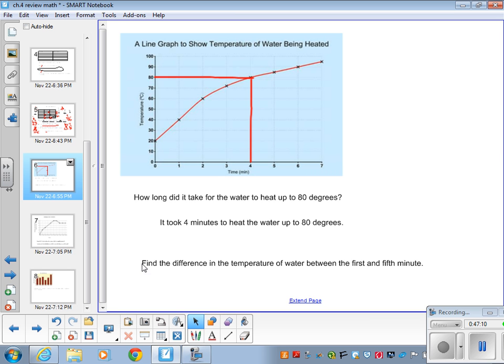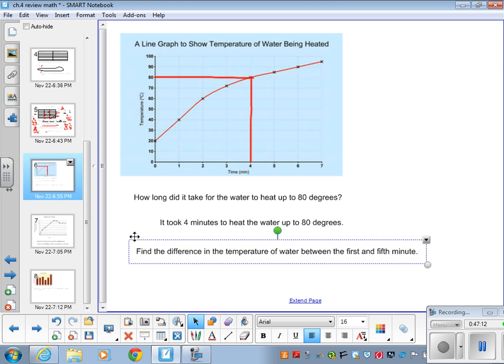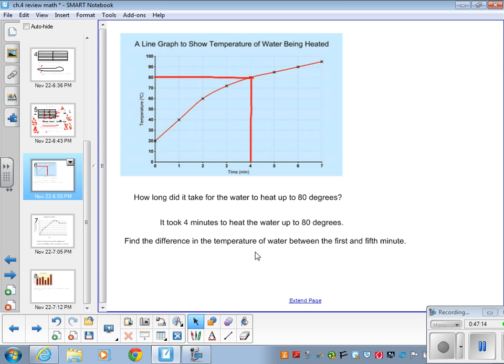Next one. Find the difference in the temperature of water between the 1st and 5th minute. I'm going to use a different color. Blue. The 1st and 5th minute. Here's the 1st minute. Here's the 5th minute. They want to know the difference. So difference means to do what? Add, subtract, multiply, or divide. If you said subtract, you're correct.